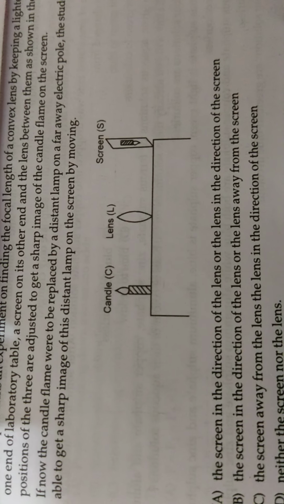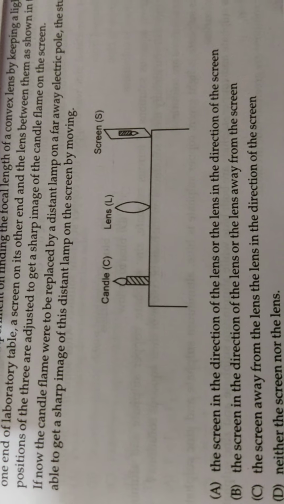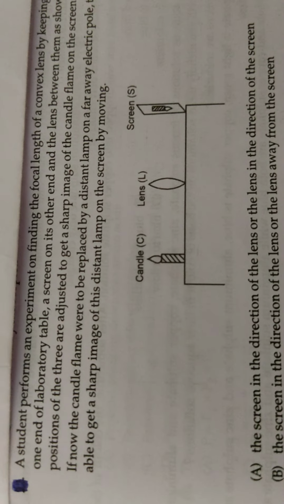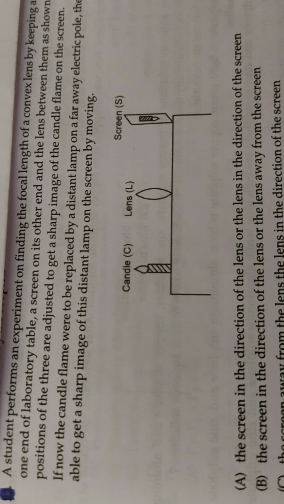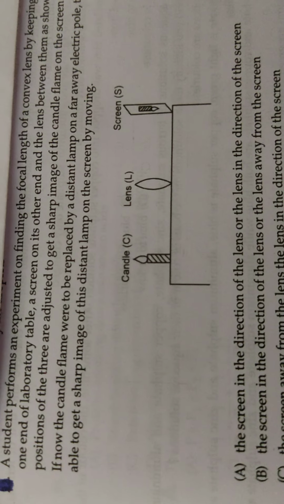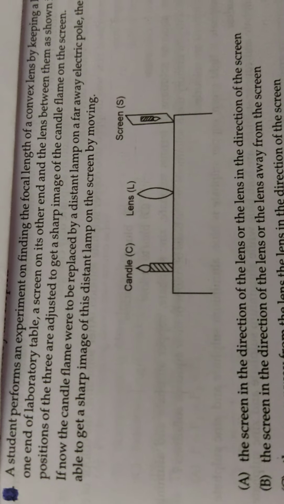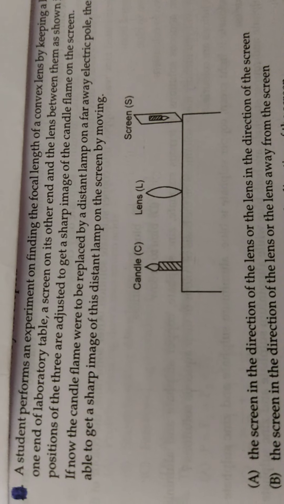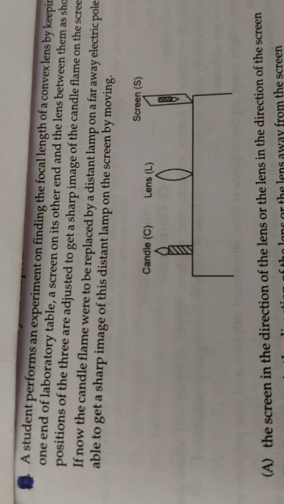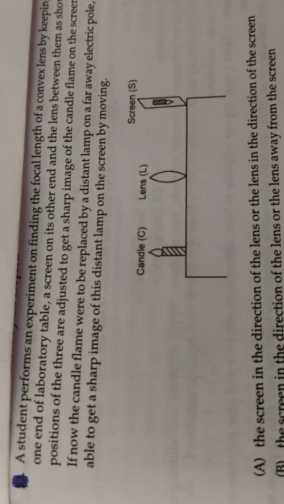Now look at the diagram carefully. Lens is shown, candle on one side and the screen on the other side. So candle is the object and real image is formed on the screen. And we know this is possible when the object is placed either between F and 2F or beyond 2F. When an object is placed between F and 2F, image is formed beyond 2F. And when the object is placed beyond 2F, image is formed between F and 2F. So in both these cases, the image distance will be more than focal length.